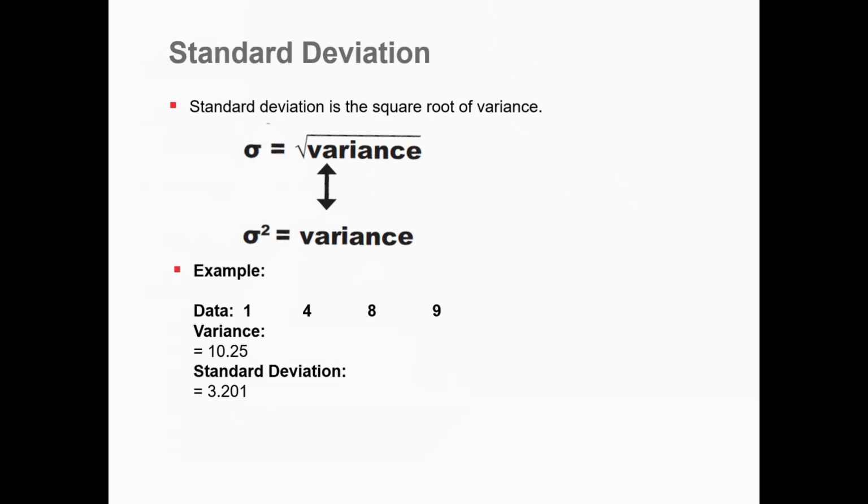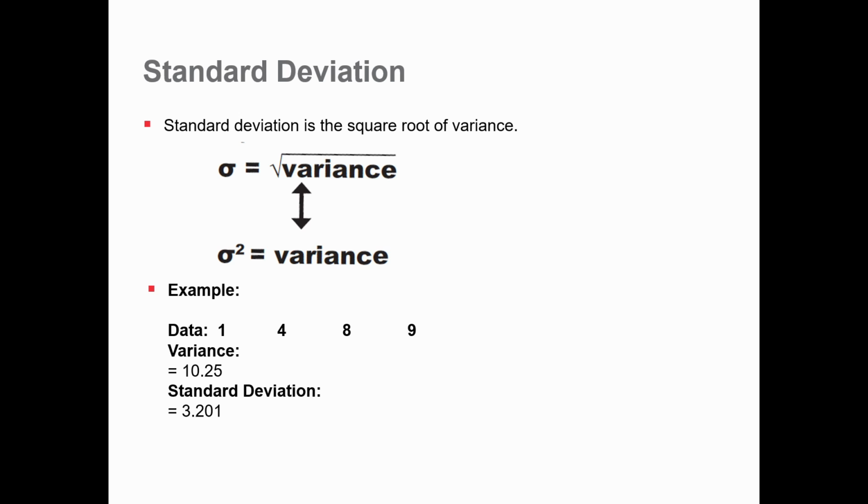To solve this, we have standard deviation. Standard deviation is nothing but the square root of variance. That is the relationship between standard deviation and variance. So we got the variance of 10.25. When we take the square root, we get 3.201, which is the standard deviation. So as you can see, 3.201 is the amount by which the data is dispersed in this data.